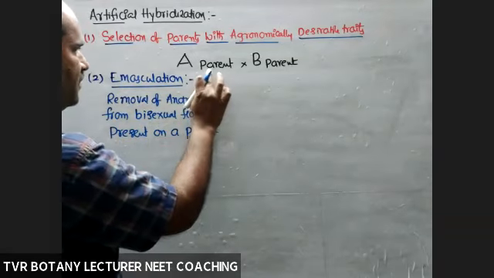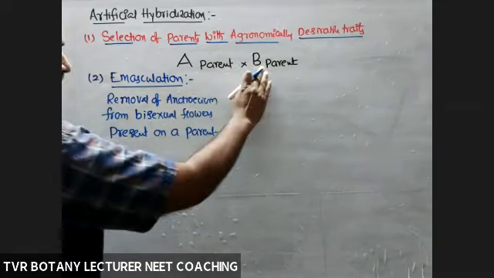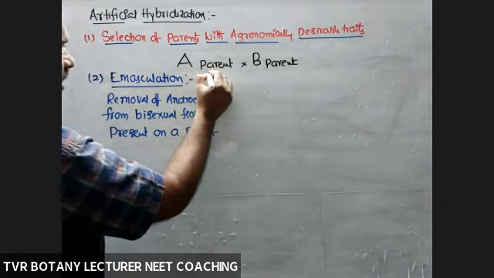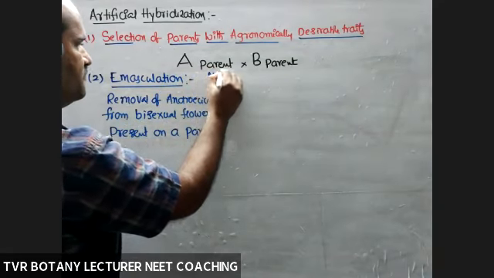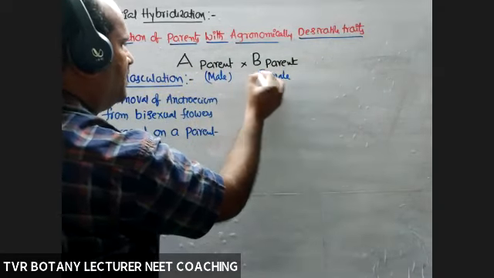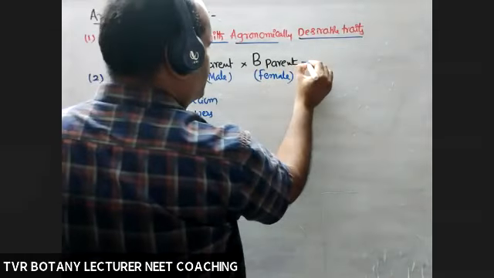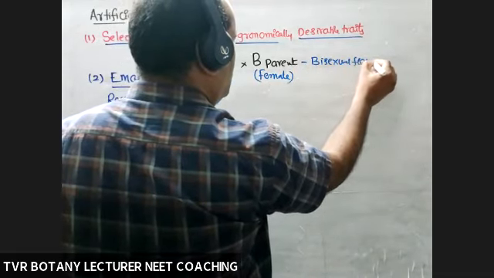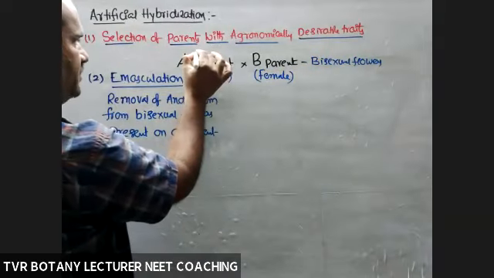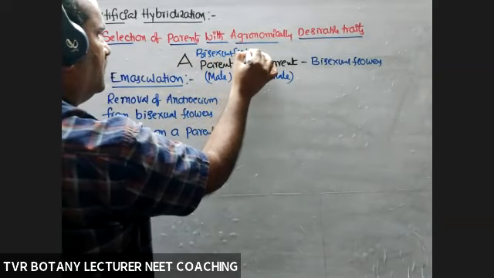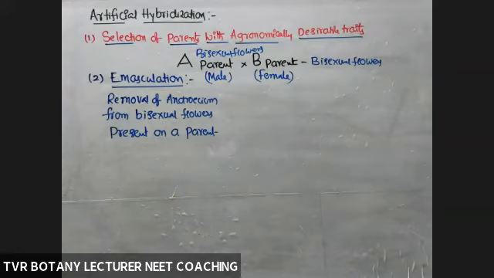Here, how many parents are present? One and two. For example, B is the parent. Here I am selecting B as the parent. And A also a parent. A as a male parent and B as a female parent, for example. And both are producing bisexual flowers. Here also bisexual flowers. Both are producing bisexual flowers. And both are with self-pollination.